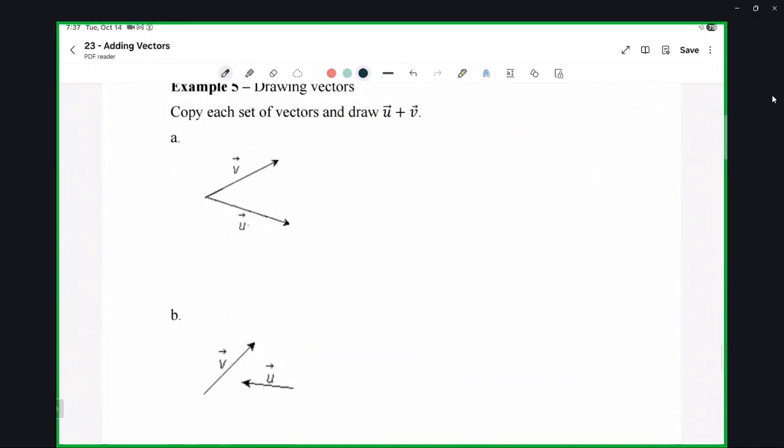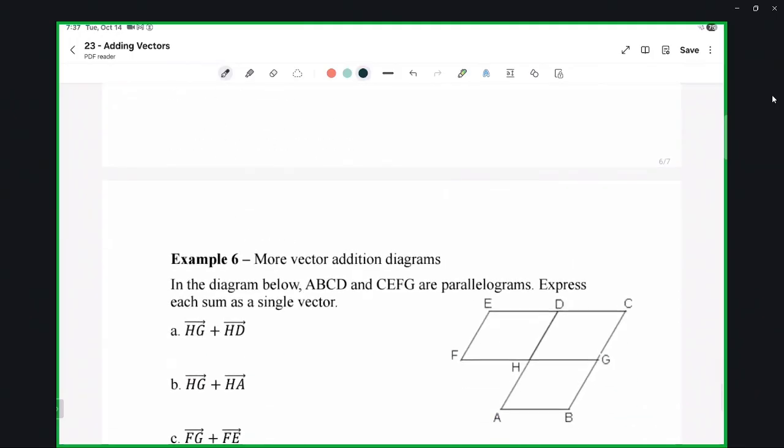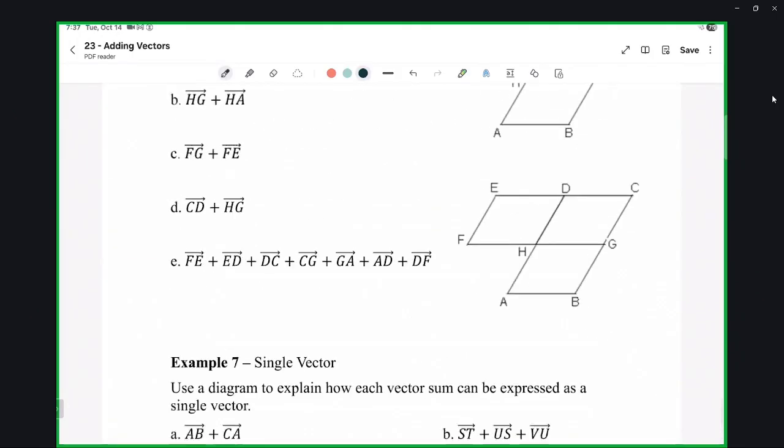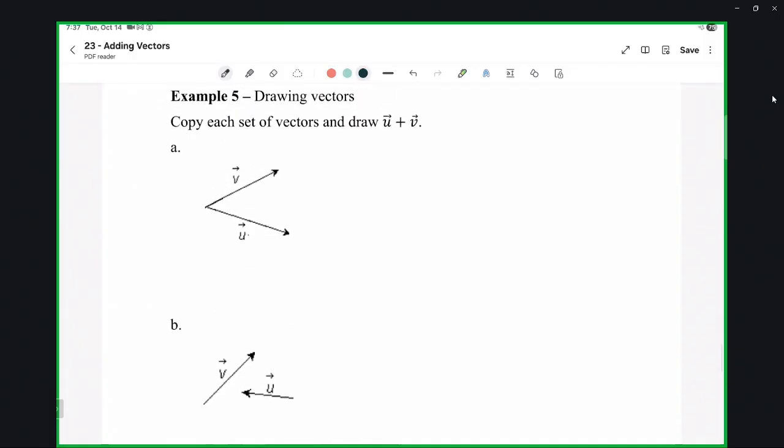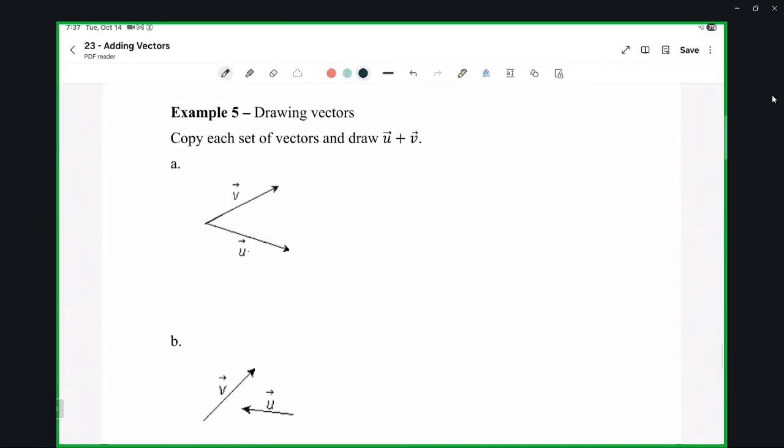For example 5, and what the textbook is going to have us do, we're pretty close to done. So this will be the day we finish up early. Or by early, I mean on time. We're going to be drawing vectors. The textbook just asks you to copy each set of vectors and draw vectors u plus v and so forth. Here I just use some of the support questions, as well as some of the actual note questions, to assist us.